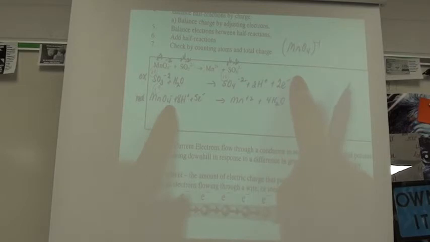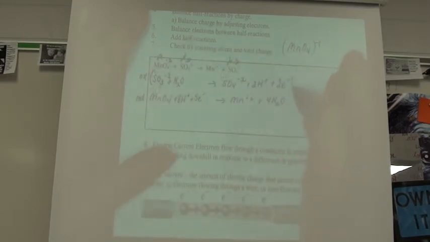And now I need to look at the electrons between the two half reactions. 2 and 5 are not the same number. And they have to be the same number because not only am I balancing mass, I'm balancing charge. So I'm going to have to look for the lowest common factor between 2 and 5, which is 10. And I'm going to have to multiply each complete half reaction by that lowest common factor.